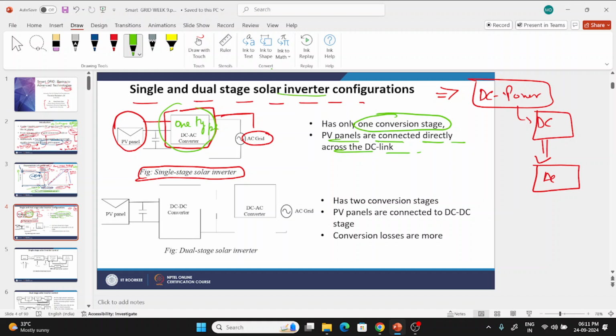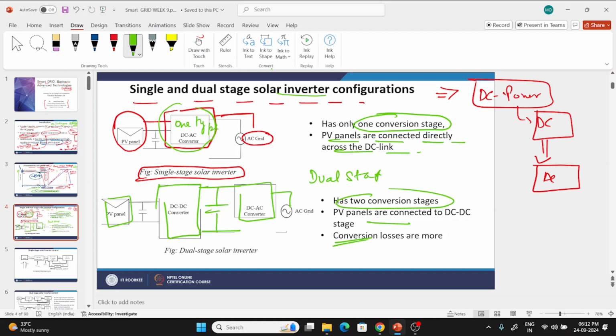Then we have another solar inverter configuration, which is a dual stage. What happens here is that in the dual stage, the PV panels are connected to a DC converter, and then another stage of conversion happens, DC to AC, and it is supplied to the grid. Because there are two conversion stages, the conversion losses will be higher.